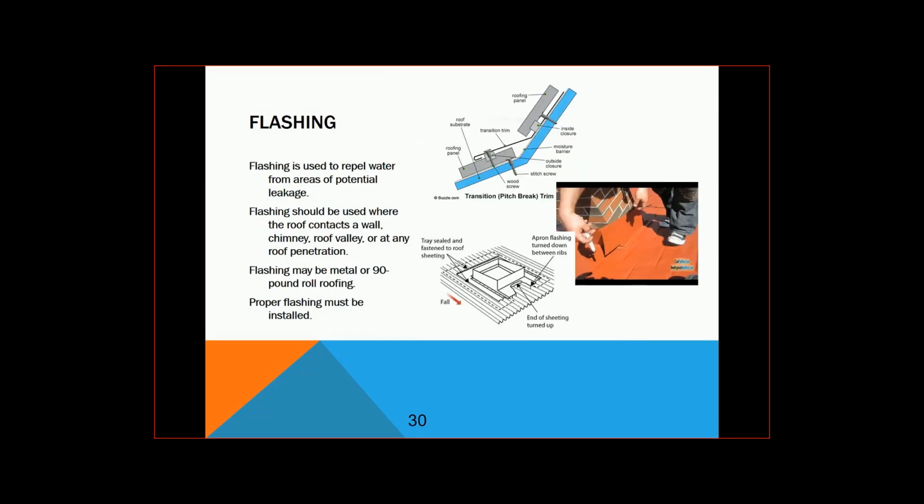Flashing. So any type of penetration that we have on our roof, we have to do what we call flashing. Flashing is usually an aluminum type material. It can be made to where it's the same color as your roof or as whatever you're trimming. It's used to repel water from areas of potential leakage. Should be used where all roof contacts a wall, chimney, floor, or roof valley, or at any roof penetration. Flashing may be metal or 90-pound roll roofing, and proper flashing must be installed. Biggest mistake you can make is not to put in flashing. Flashing will keep you from having roof leaks.